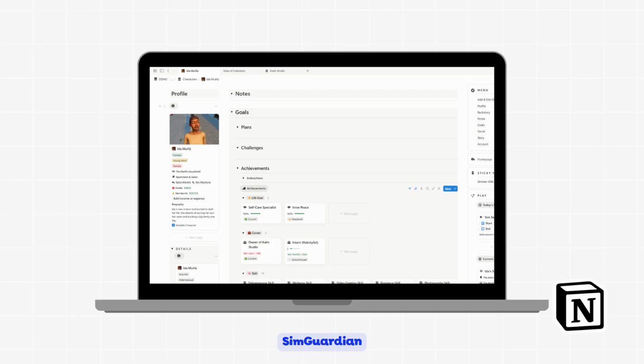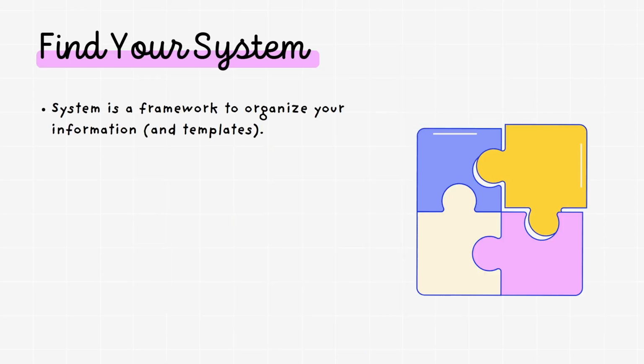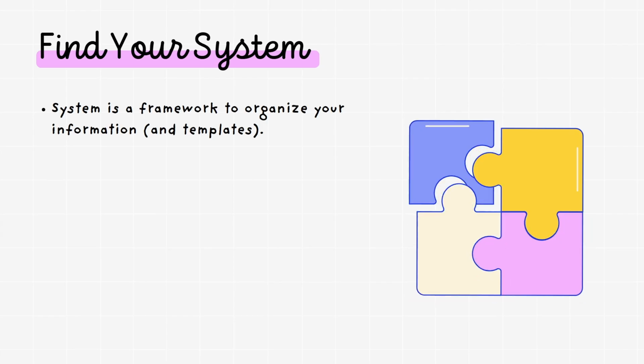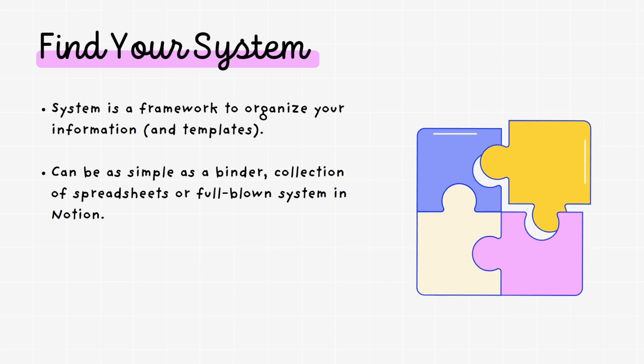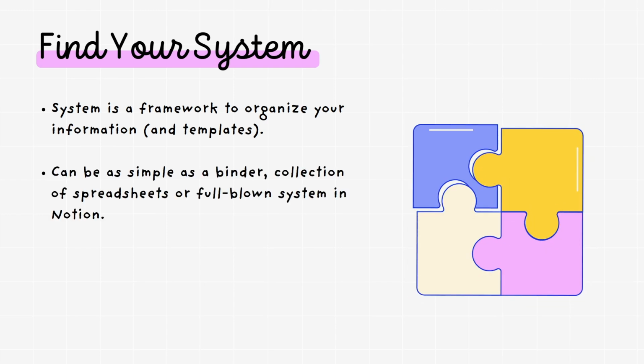But those are a few examples of how you can create a Sim profile, whether it's on paper or digitally, and include various details depending on what's important to you. I want to help you find your own system, how you want to keep track of your Sims. And a system is basically a framework to organize your information in templates. So it can be the categories that you organize them in, the structure that you use, the app and whatnot. It can be as simple as a binder, a collection of spreadsheets, or a full-blown system in Notion like I showed you before with my Sim profile in the Sim Guardian.